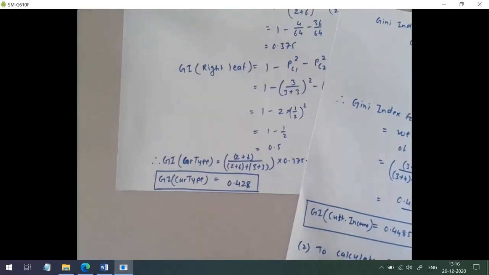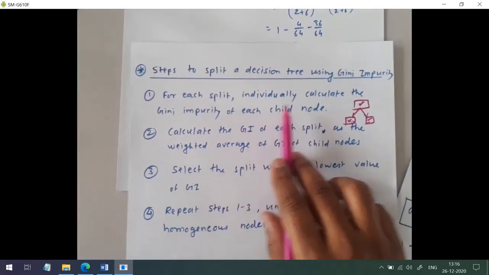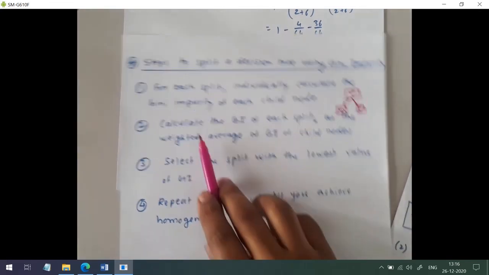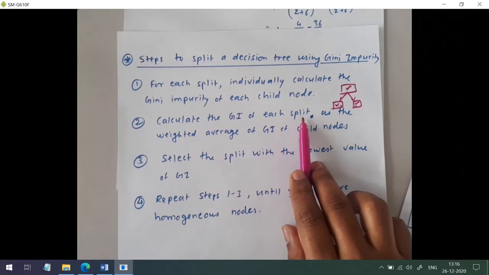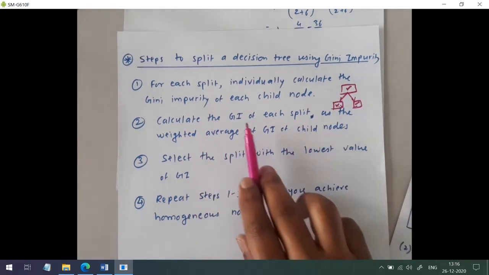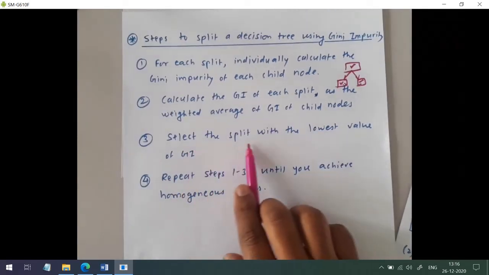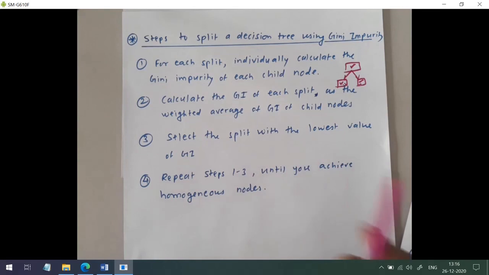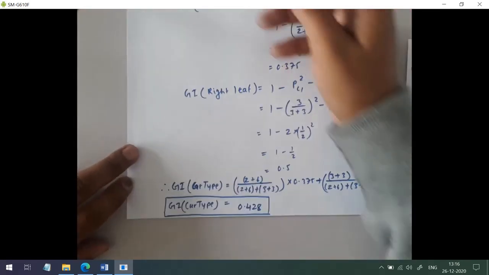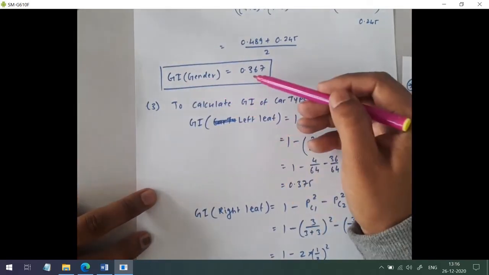Let me show you the steps. For each split, individually calculate the GI impurity of each child node, that is calculated. Calculate the GI of each split as the weighted average of the GI of the child nodes. So we have calculated the GI of each split. Select the split with the lowest value of GI. Now if you compare the values, the GI of gender is 0.367.